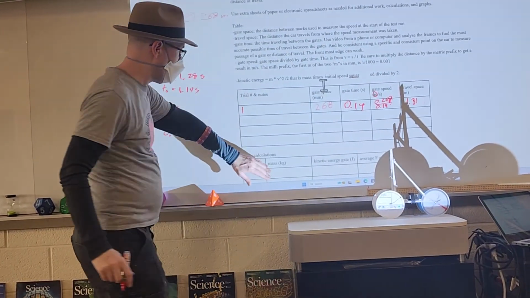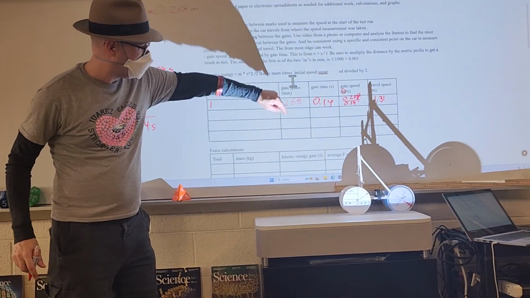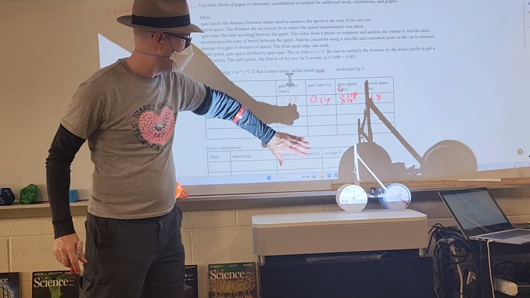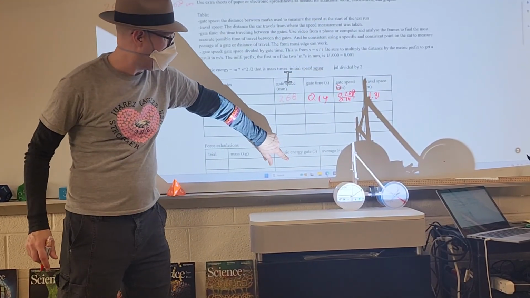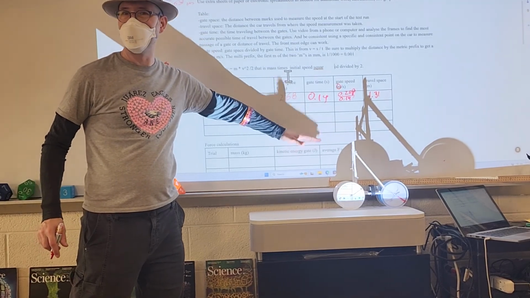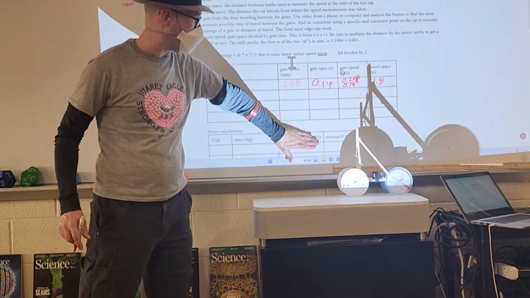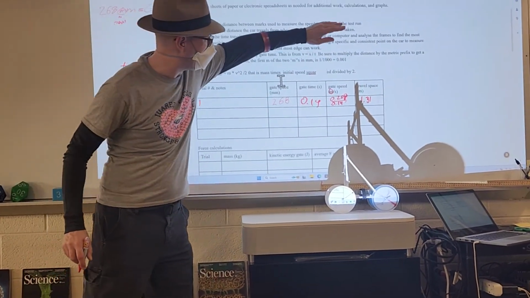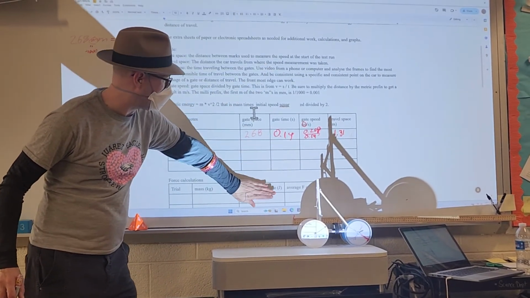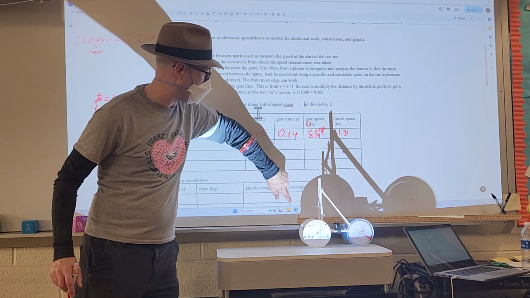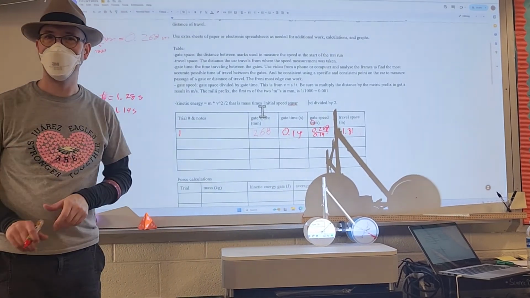For the next part, we're going to weigh it, and then we're going to use this speed that we get over here. We're going to square it, multiply it by its mass, and divide it by 2 to figure out how much energy it had to start with. And then we're going to divide this energy by this travel space to get the average force.